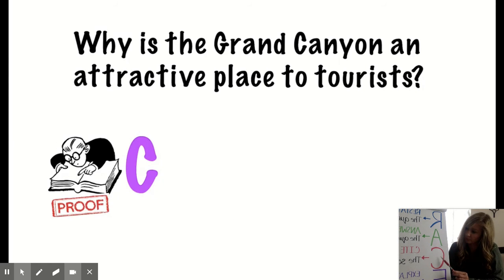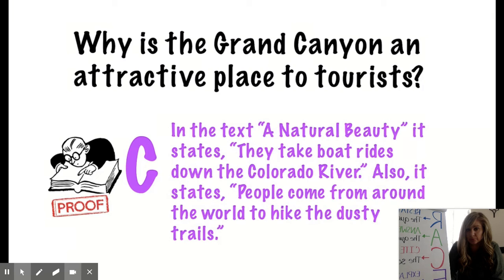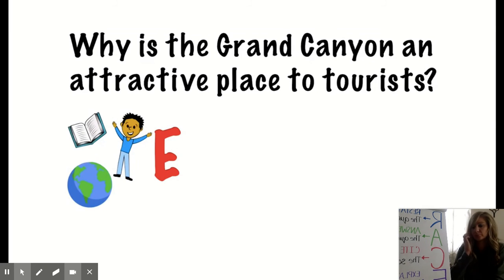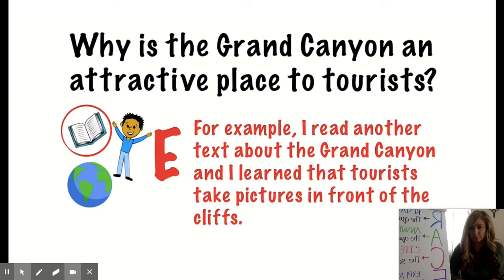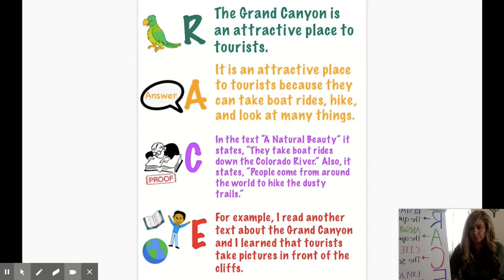Now we have to work on our C. C stands for cite text evidence. We have to prove that what we said above is true by citing the text. In the text, A Natural Beauty, it states, they take boat rides down the Colorado River. Also, it states, people come from all around the world to hike the dusty trails. The E stands for explain. For this one, we are going to explain by giving a text-to-text connection or example. For example, I read another text about the Grand Canyon, and I learned that tourists take pictures in front of the cliffs. Now we can put it all together.